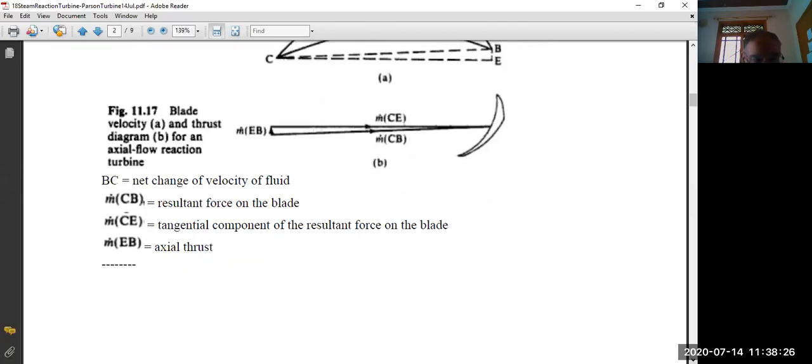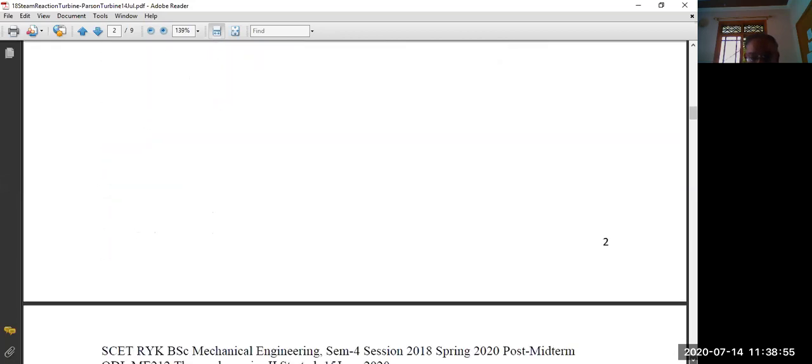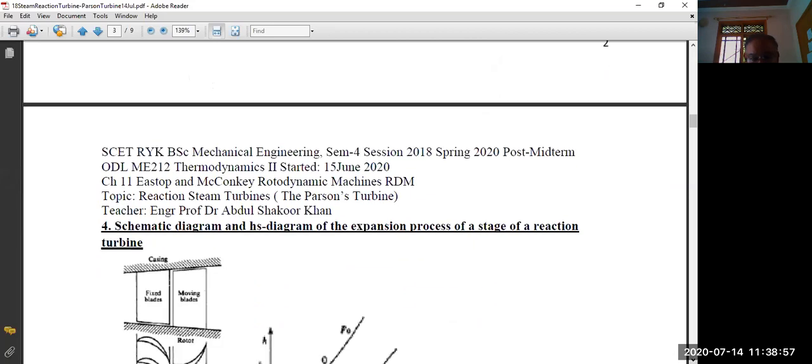Here in this diagram, M dot CB, BC is the net change of velocity and velocity of the fluid, and M dot CB is the resultant force on the blade, and M dot CE is the tangential component of the resultant force on the blade, and M dot EB is the axial thrust. So axial component and tangential component make M dot CB as a result. So this is how we can describe thrust and velocities.